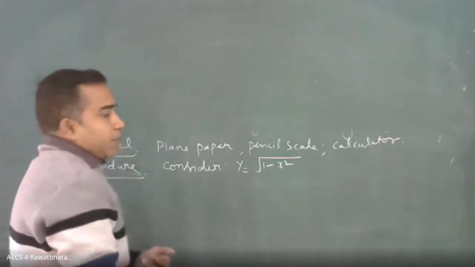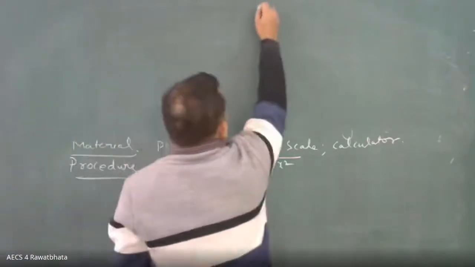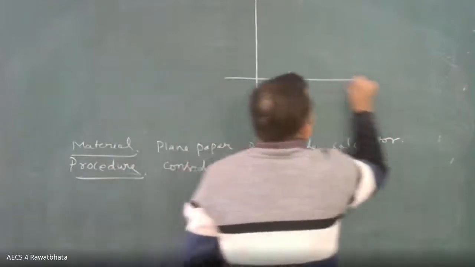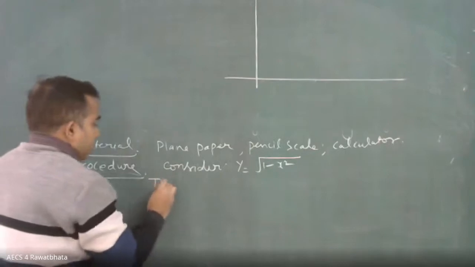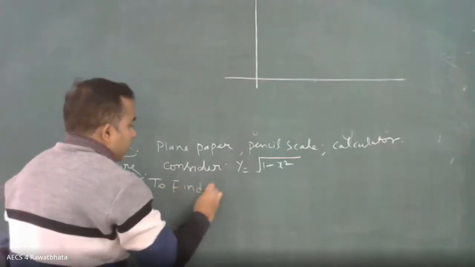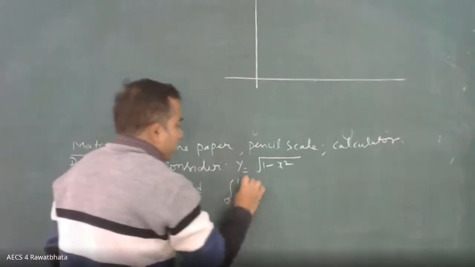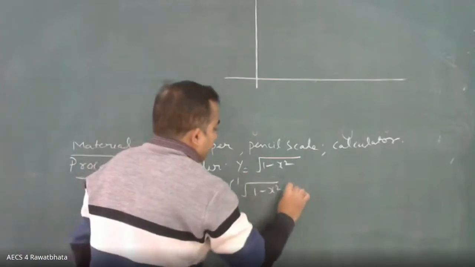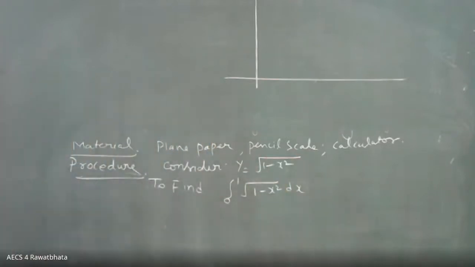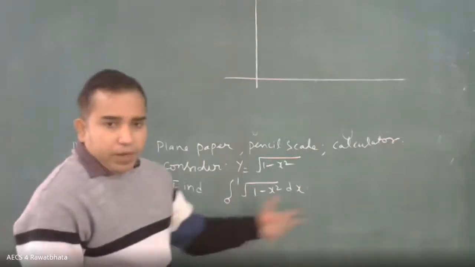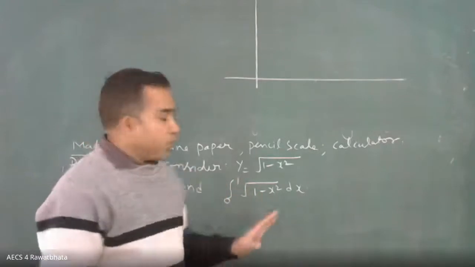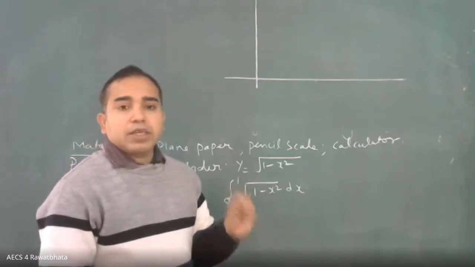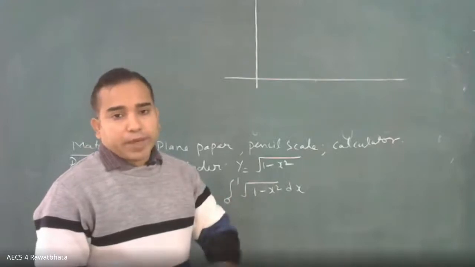You know? And what we are going to do, we are going to find only, suppose the limits are 0 to 1 root of 1 minus x square dx. This we have to find out. Okay, so this we will find out by actual integral later, and before that by summation method. The basic definition of this definite integral is that this is area below the curve up to x-axis.